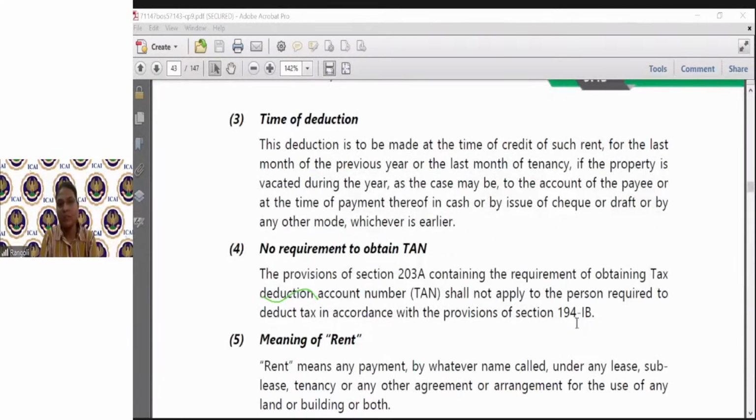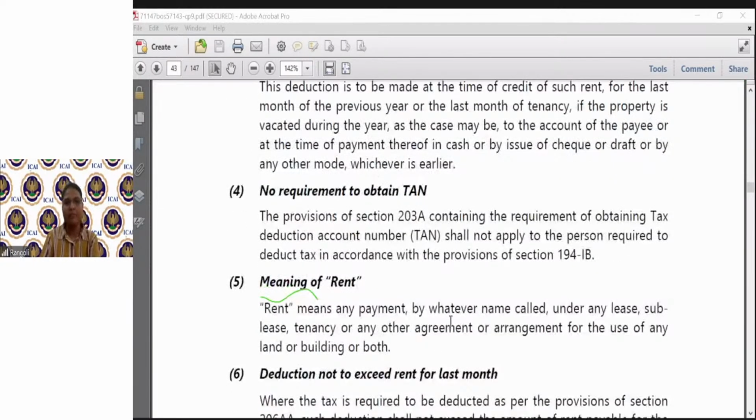So for filing of return of TDS, as a payer, I need to inform the government that I have deducted tax of so much amount for X person. So for that, I need to file a TDS return. TDS return is generally filed via TAN, that is tax deduction account number. But for section 194IB, no TAN is required to be obtained. You can file your TDS return through PAN only. Now rent means lease, sublease, tenancy, any other agreement, arrangement, anything is considered as rent.